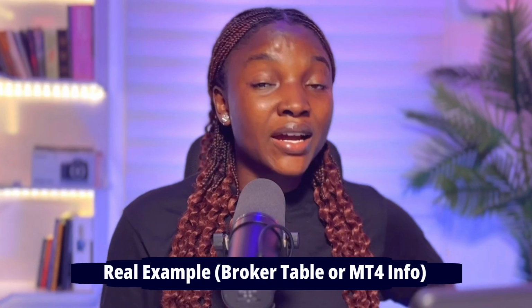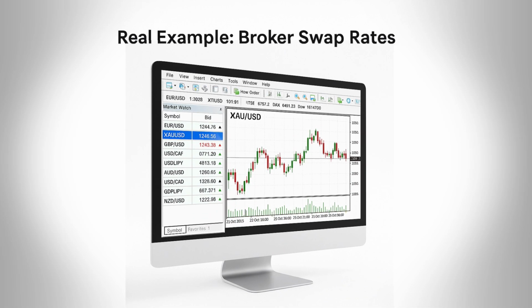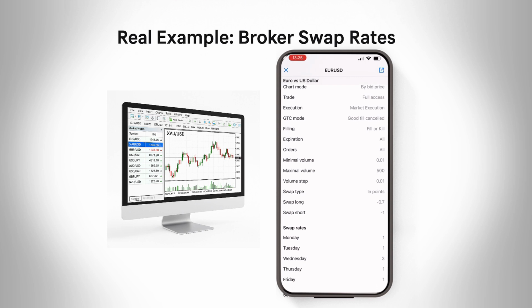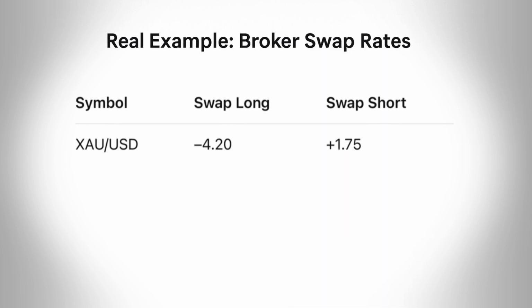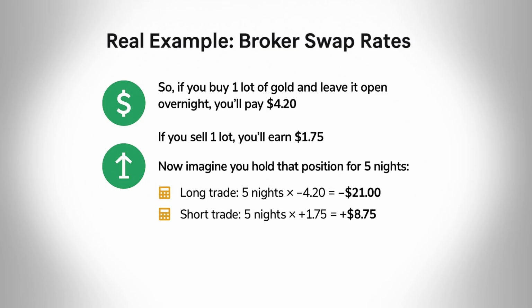Now, let's quickly see a practical example so it's easier for you to understand. Let's say you are trading gold. That's gold versus dollar using the MT4 app or your broker's platform, whichever one. Now you check the swap rate inside your trading app, and here's what you might see. Let's say you see swap long as minus 4.20 and swap short as plus 1.75. Now you should keep in mind that swap long is what you pay when you buy, and swap short is what you earn when you sell. So if you buy one lot of gold and keep it open overnight, you will pay $4.20, and if you sell one lot, you would earn $1.75.